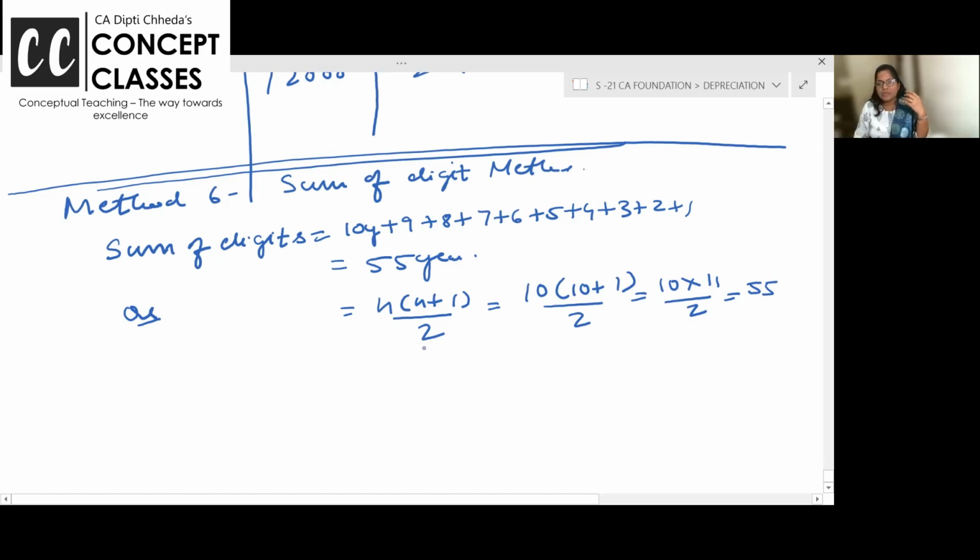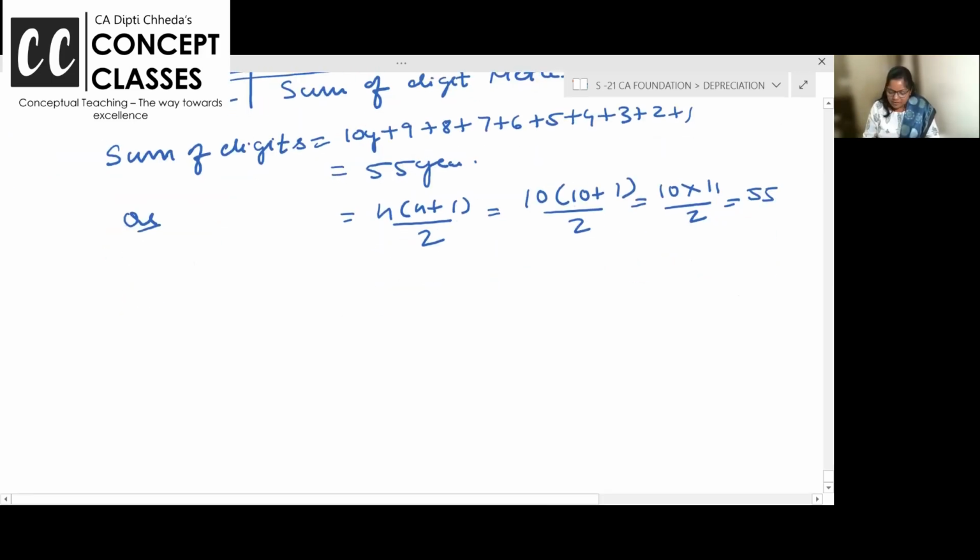N plus 1 by 2. So 10 years, 10 plus 1, 11 by 2. 10 into 11 by 2 is 55. Clear to all of you? Right. So this is how you have got the sum of the digits.